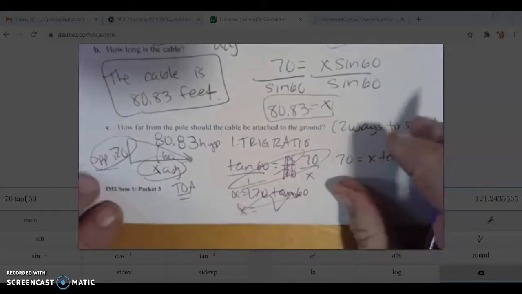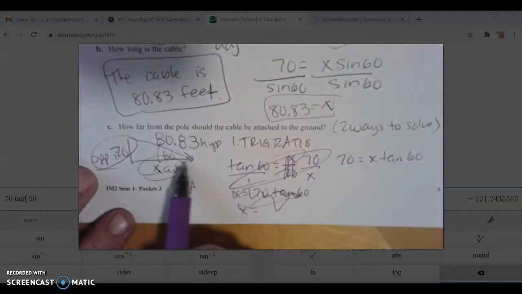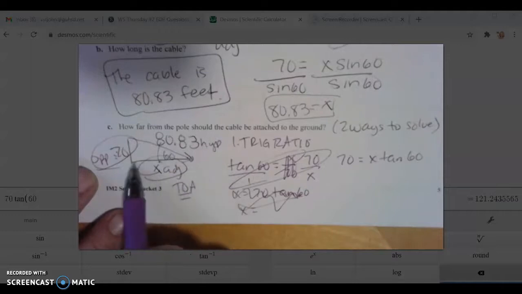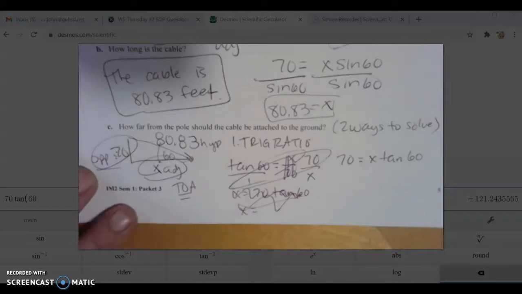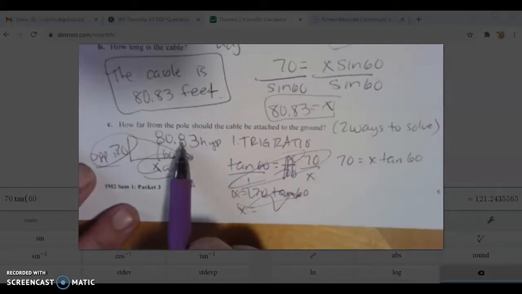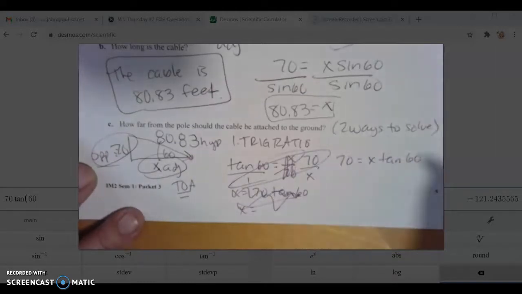How did I know that was wrong? Well, I got an answer of 121. How could this distance, which is not the hypotenuse, be larger than the hypotenuse? That clued me in that the hypotenuse is always the longest side, so I can't get something longer. So then I went back and looked at my equation.